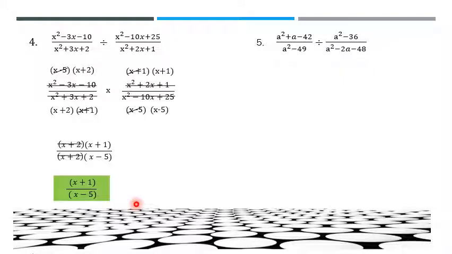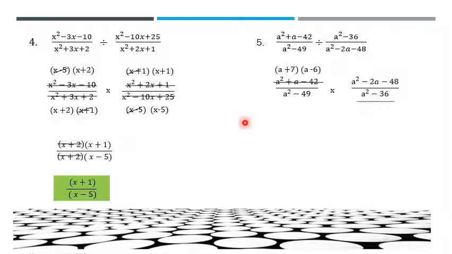Number 5: a squared plus a minus 42 over a squared minus 49 divided by a squared minus 36 over a squared minus 2a minus 48. Copy, then change the sign and take the reciprocal. The factors of a squared plus a minus 42 are a plus 7, a minus 6. Then a plus 6, a minus 6. Cancel a minus 6.